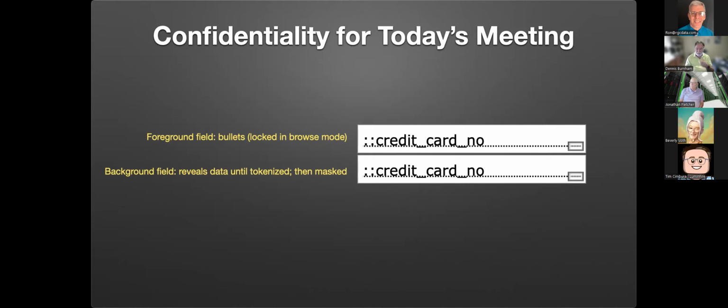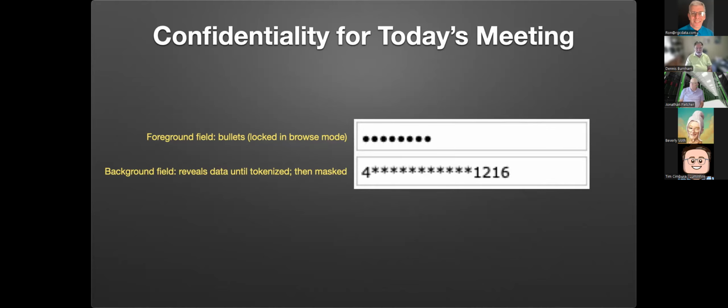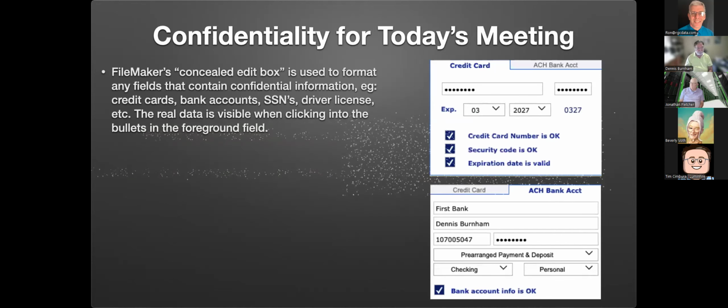The bullet characters, concealed edit box, that's what it is. And the background, it's masked after the card is tokenized. So what you see when you're working before you tokenize the account are the typical bullets. And after you tokenize the credit card, then it hides it in a way that lets any typical customer service or bookkeeping person communicate with the customer by saying, what we've got on file is your card is a Visa card that begins with 4 and ends with 1216. So they can speak intelligently to customers without actually seeing the card information that's hidden.